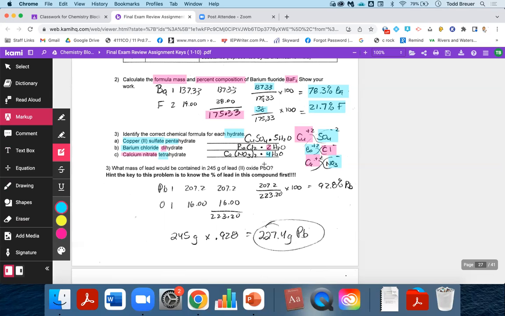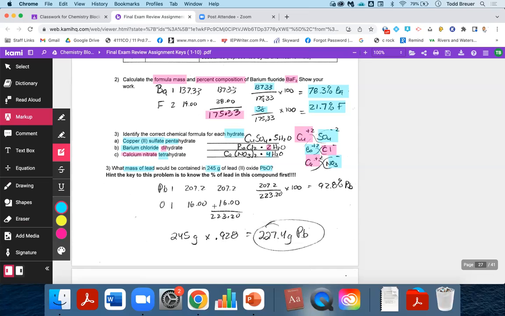It says we have a chemical compound called lead(II) oxide, and we have 245 grams of it. What this is asking is how much lead makes up that 245 grams of the total compound. Basically, if we know the percentage of lead, we apply the percentage to this 245, and we know the exact mass of lead that is found in that 245 grams.